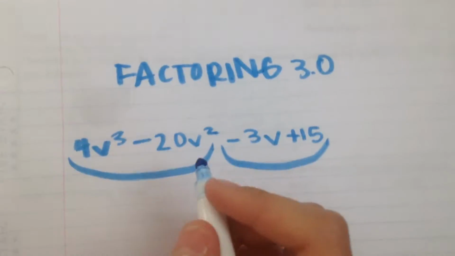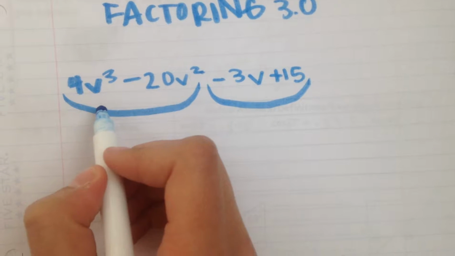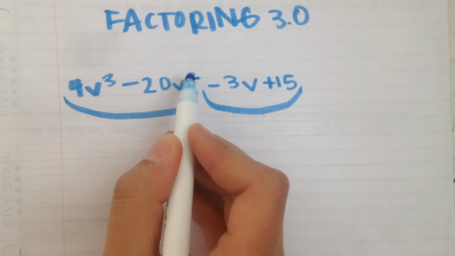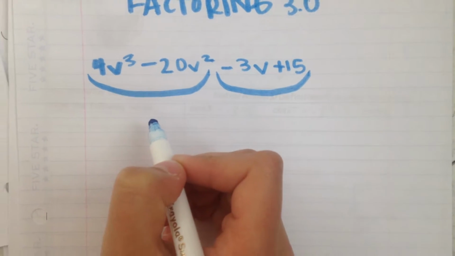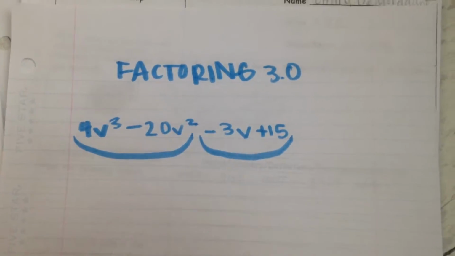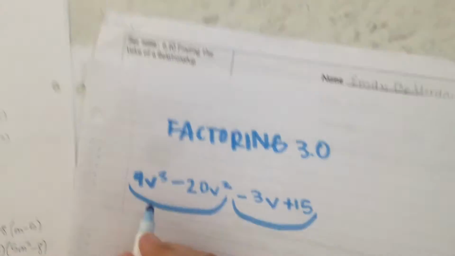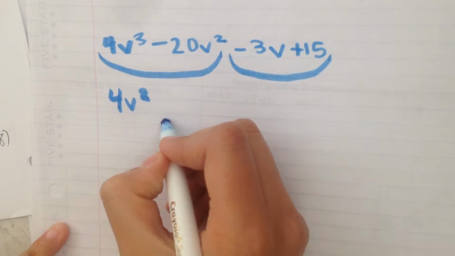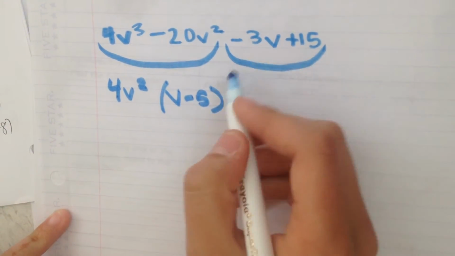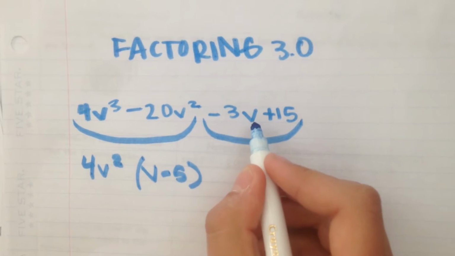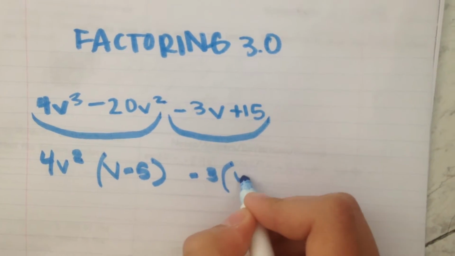Okay, and then what you're gonna do is, to factor 4v cubed and negative 20v squared out, you need to find the common factor. So, the common factor of 4v cubed and negative 20v squared is 4v squared, which leaves v minus 5. Now we're going to move on to this next portion of the problem, which is factoring negative 3v and 15, which is negative 3, and then v minus 5.